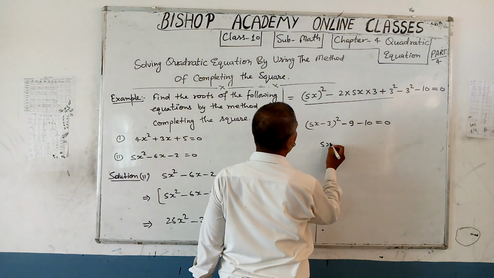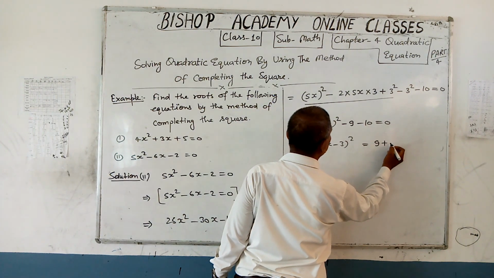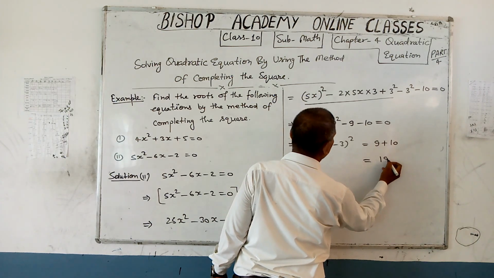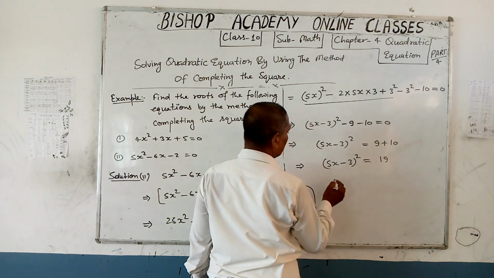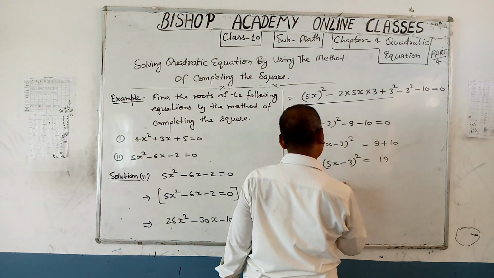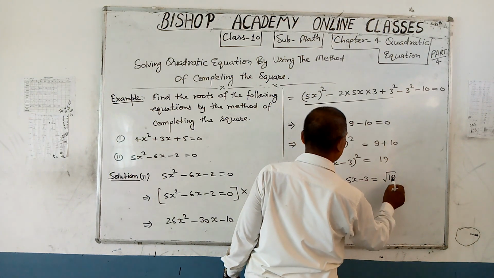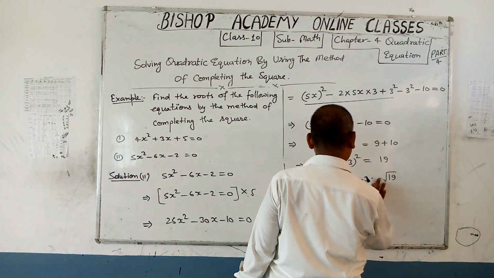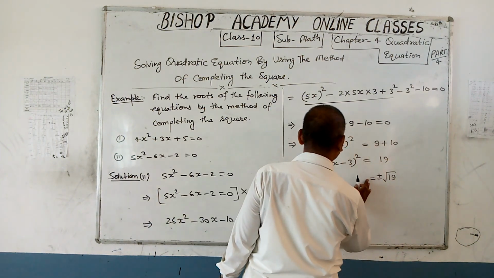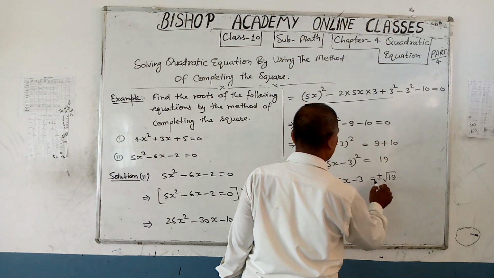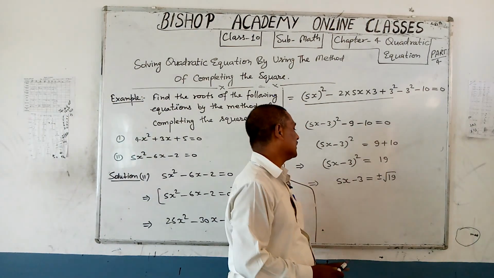In the next step, 5x minus 3 whole square on the left, and on the right you will write 9 plus 10, which is equal to 19. 5x minus 3 whole square is equal to 19, and in the next step you will write 5x minus 3 is equal to under root 19, either positive or negative. 5x minus 3 is equal to either positive or negative square root 19.